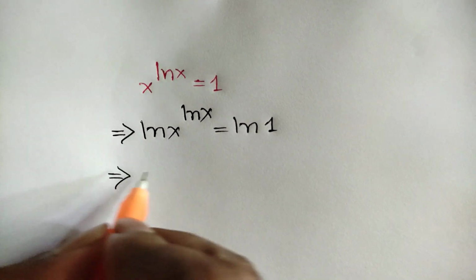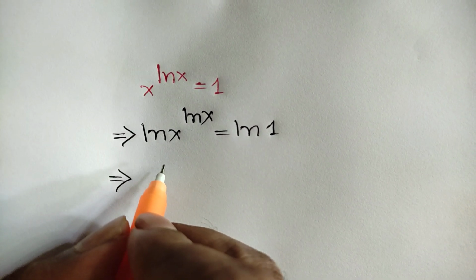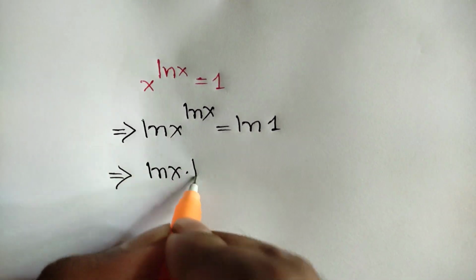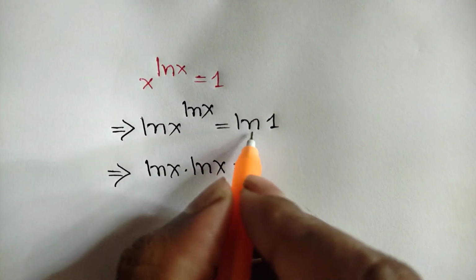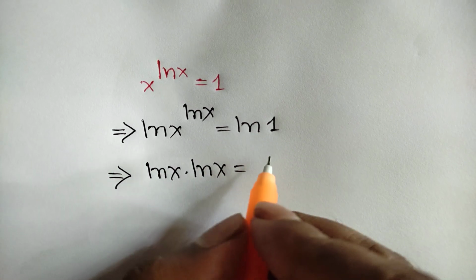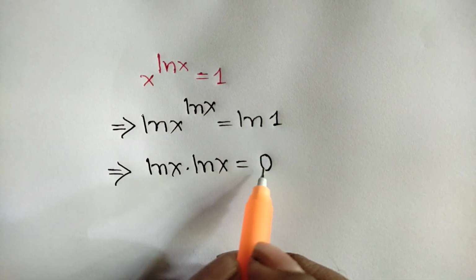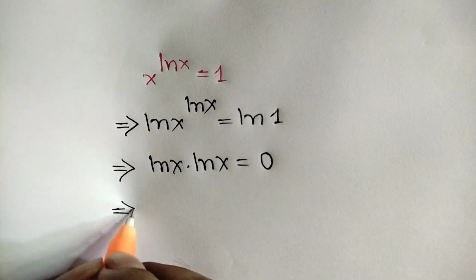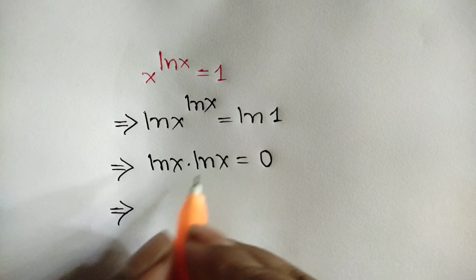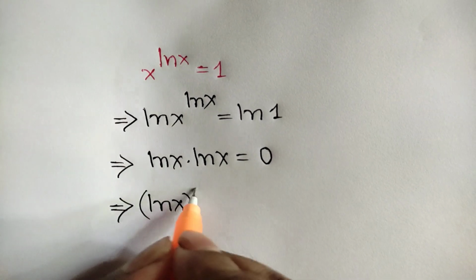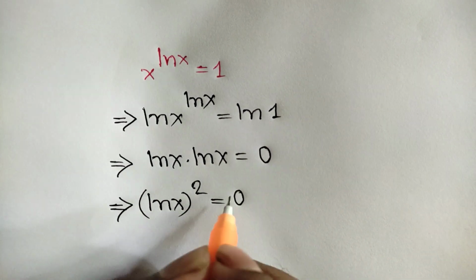According to the law of logarithm we can write here ln of x times ln of x is equal to ln of 1, that means 0. The value of ln of 1 is 0, so ln of x times ln of x, that means ln of x whole square, is equal to 0.